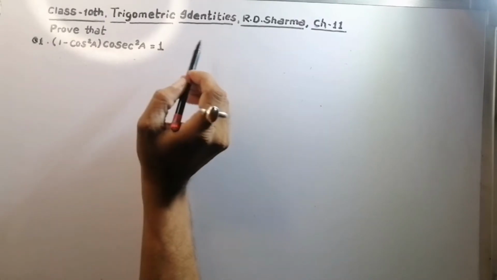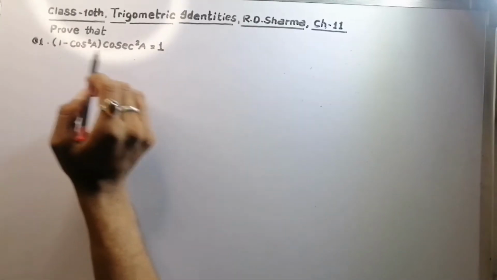Task 10. Trigonometric Identities. R.D. Sharma, Chapter 11. Prove that. First question.